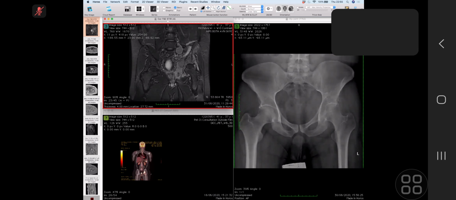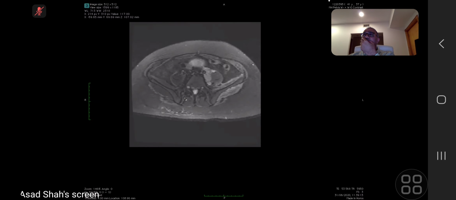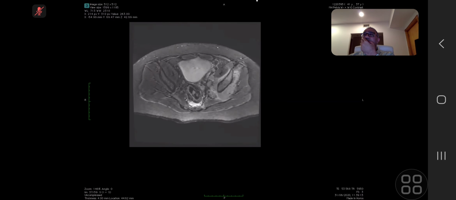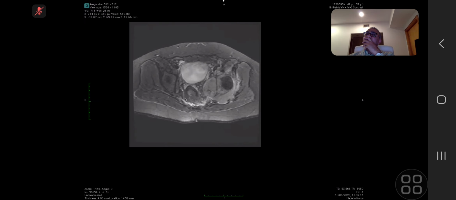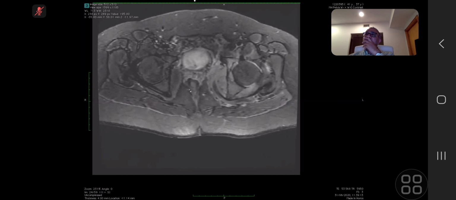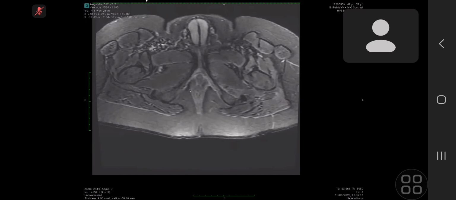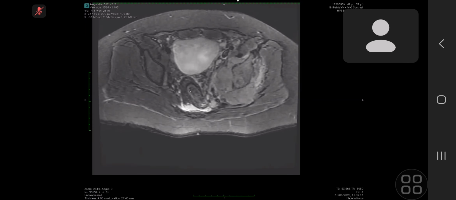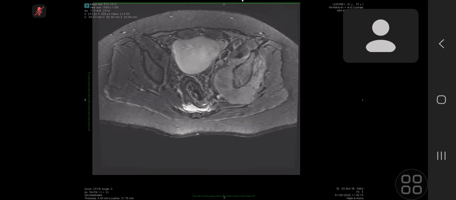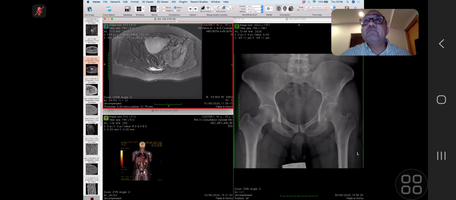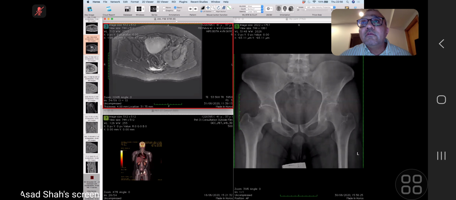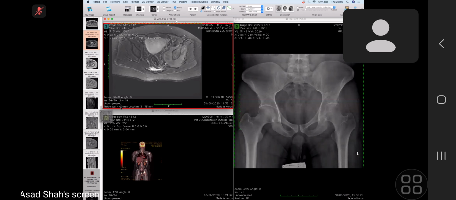Okay. Let me show you the axial so that we get a better idea what we are dealing with. Yes, I can appreciate there is locally aggressive pathology going on in the soft tissues and in the bone as well, appearing as hyperintense on the STIR sequence. Right. Okay. So you want to see something else or you want to give a differential now? I can give you a post contrast. All right. Yes, sir.